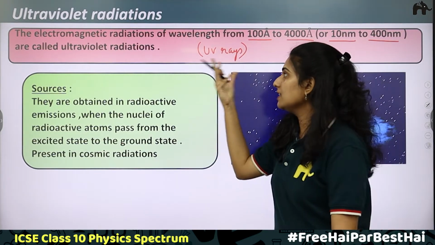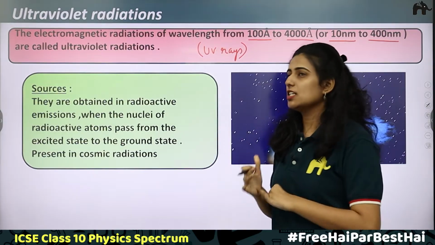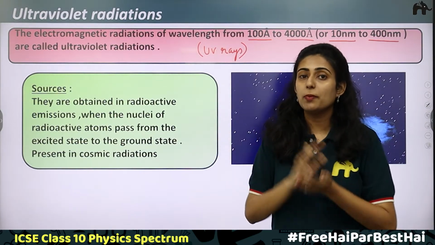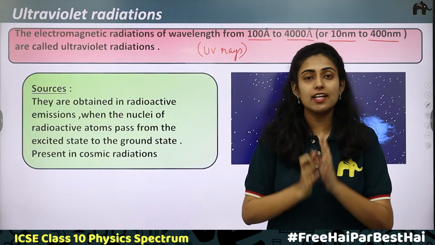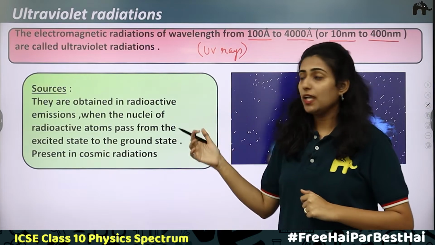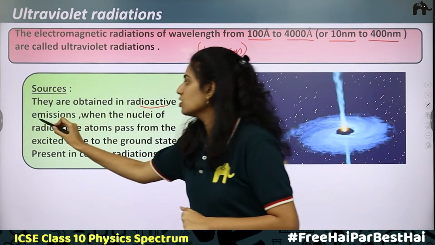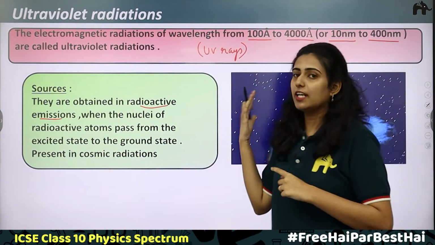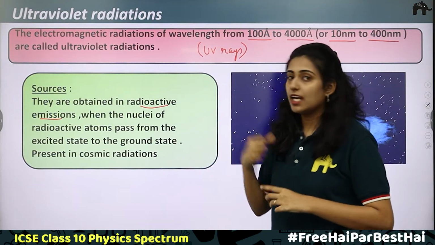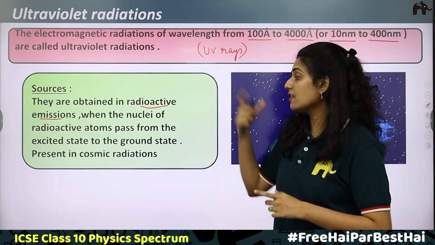So where do we get this ultraviolet radiation? The detection and source is not included in your syllabus. You just need to study the properties and uses of ultraviolet and infrared radiation. So source of ultraviolet radiation: they are obtained in radioactive emissions. We will be studying radioactivity later. In this radioactive emission, the radiation that is obtained is the ultraviolet radiation.